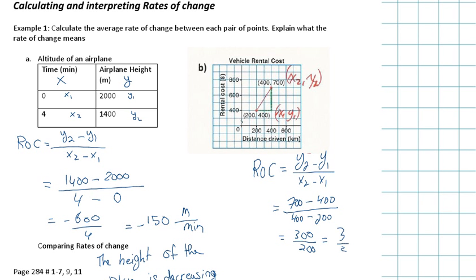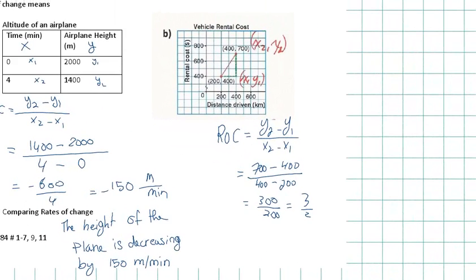What would be the unit for this? Dollars per kilometer. So that means you're going to be paying $1.50 per kilometer. So in these cases, should we write 1.5? Yeah, that's fine, because it's money, and you're not going to say 3 halves. So cost increases by $1.50.